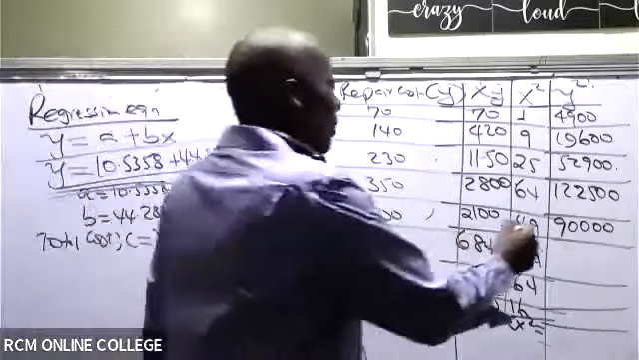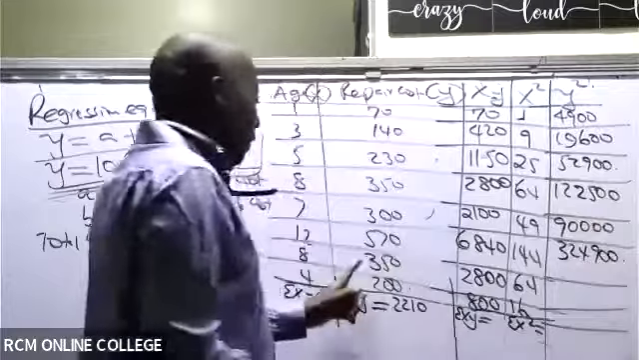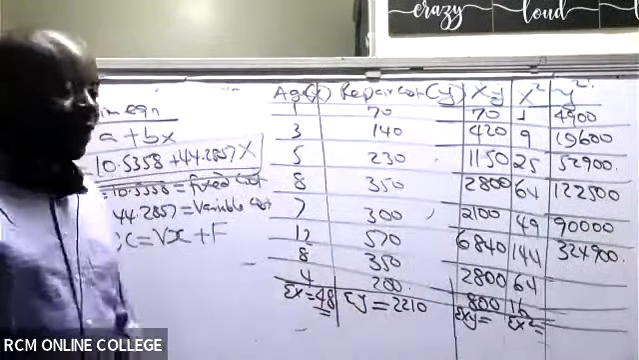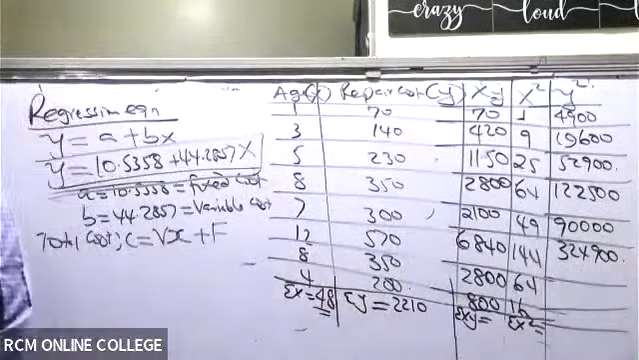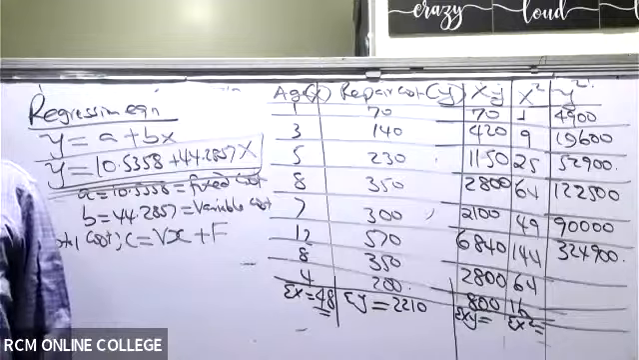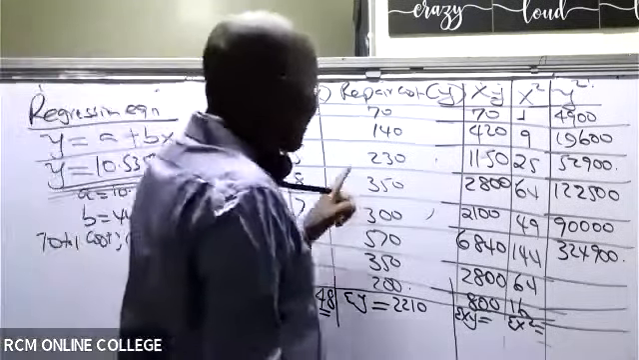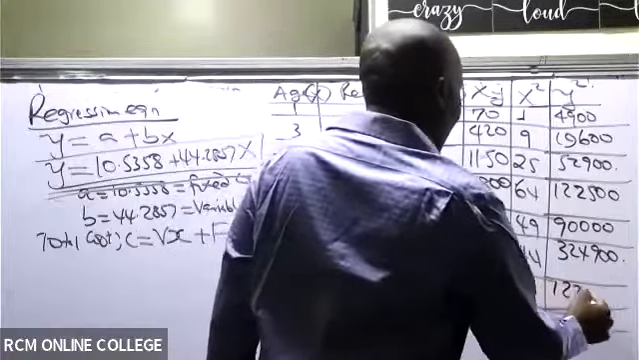324,900. So this gives me 324,900. And then we have 350 squared. I think I had it somewhere. Nope. But we shall overcome. 122,500. It's here, yes. 122,500.